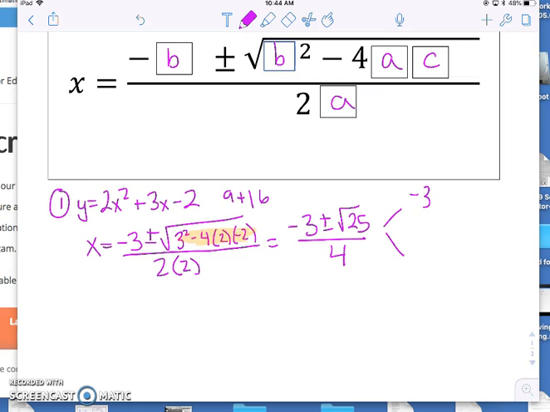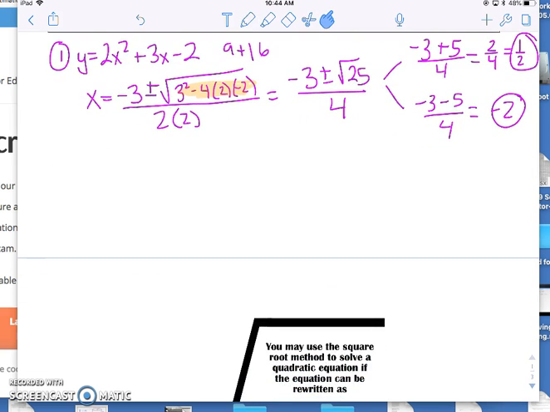So we have negative 3 plus or minus the square root of 25, which is 5. And actually, I'm going to write this out twice. We do it once with a plus, so plus 5 over 4, and negative 3 minus 5 over 4. So we have negative 3 plus 5, which is 2, so 2/4, which is 1/2. Negative 3 minus 5 is negative 8 divided by 4, which is negative 2. So there are our values where it crosses.